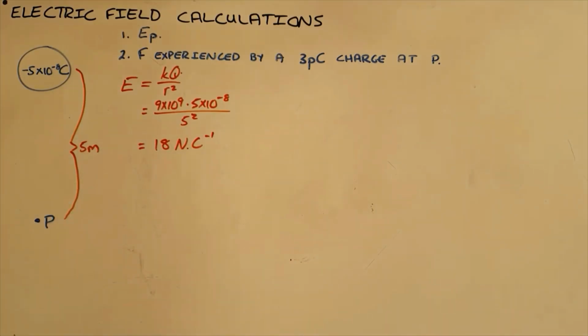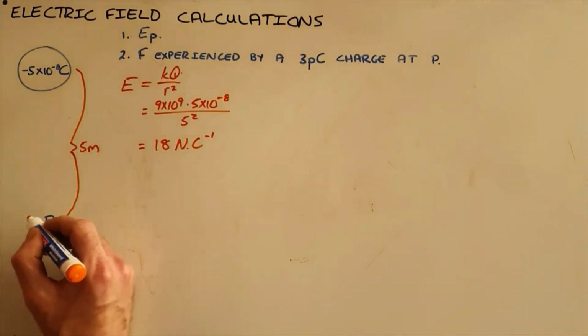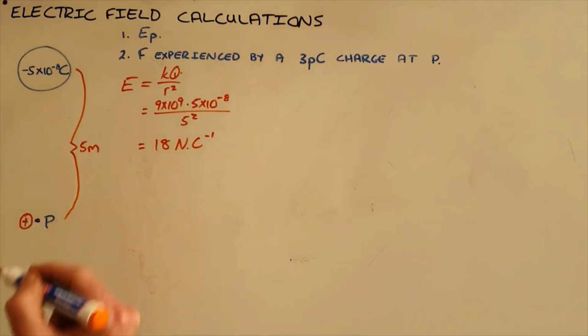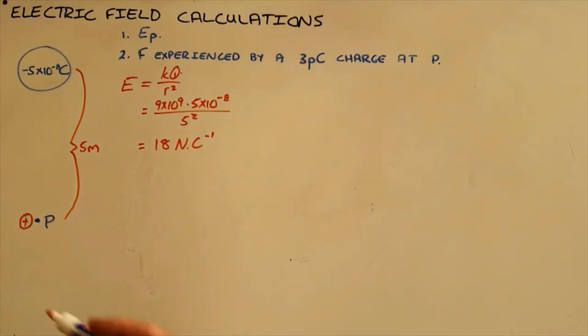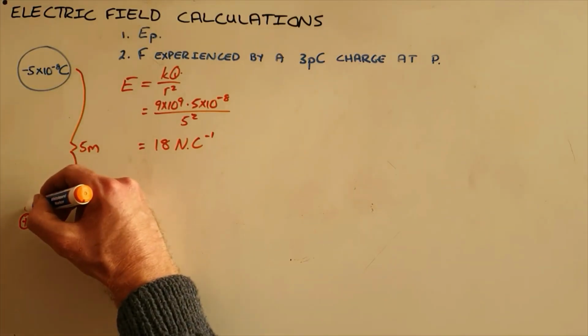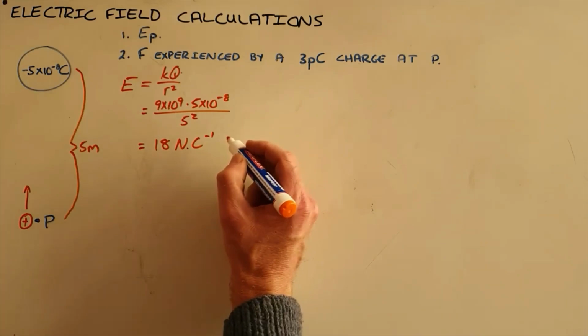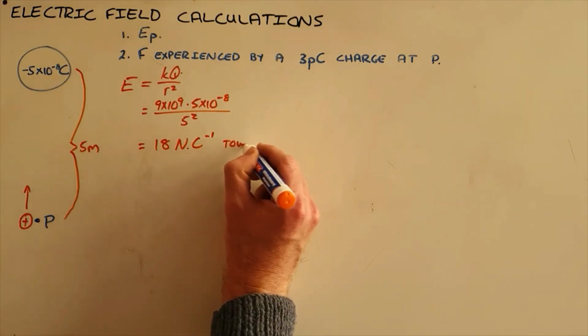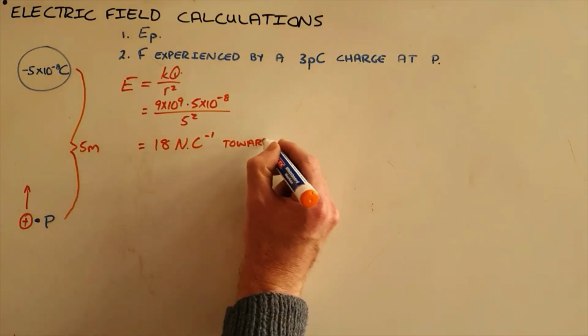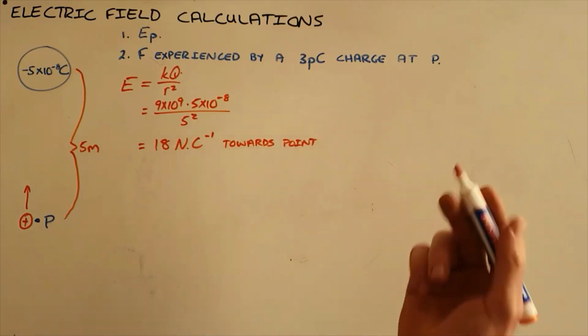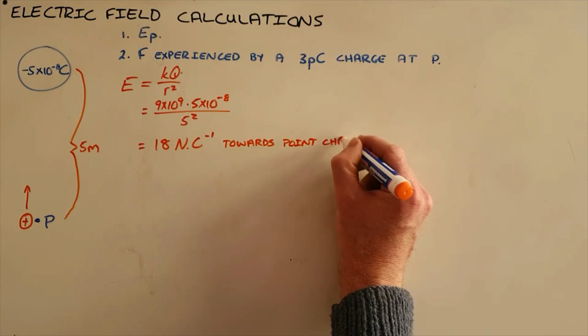And what's important here is being able to define the direction. We know that electric field direction is always defined as the direction in which a positive test charge would move if placed at this point. We can see here that a positive test charge would very clearly be attracted towards this charge, and so we say that the direction of this field is towards the point charge, or the charge if it was given a name, point A, etc.